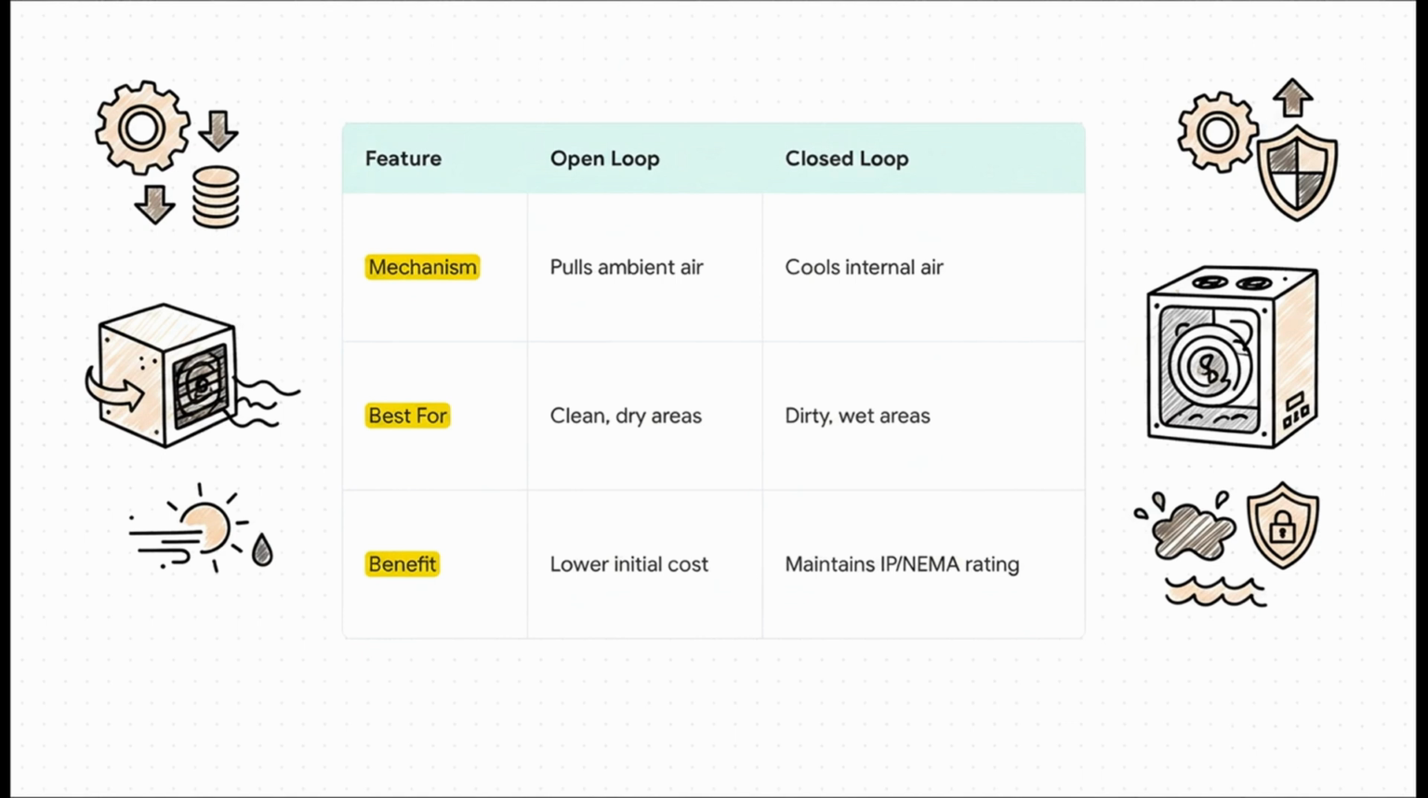Closed-loop solutions, on the other hand, such as enclosure air conditioners, keep the internal enclosure air separate from the outside environment. These systems typically cost more upfront, but they are often necessary when electronics need to be protected from dirty, wet, or harsh conditions. Closed-loop cooling also helps maintain the enclosure's NEMA or IP rating, which defines its level of protection against dust and water. The decision often comes down to a trade-off between lower initial cost and greater long-term protection.